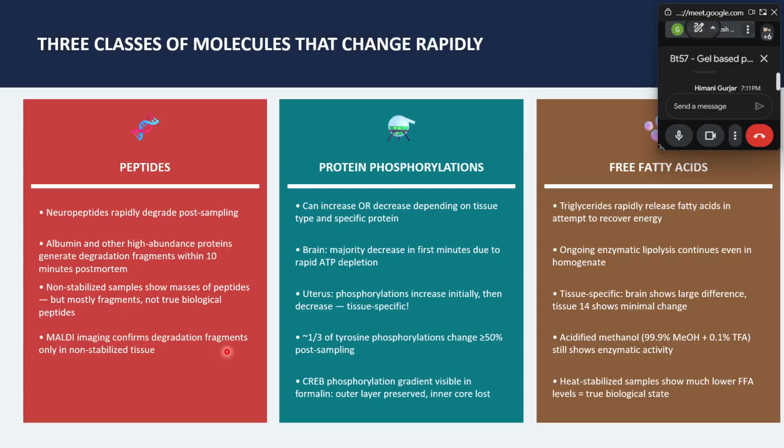And imaging will also confirm the degradation fragments only because of the non-stabilized tissue. So MALDI is basically a detector, the ionization source of the protein sample, and that helps you with detection of samples.